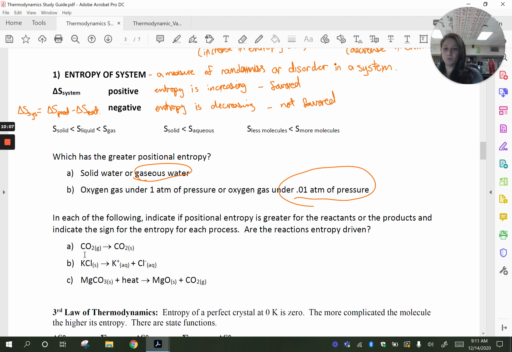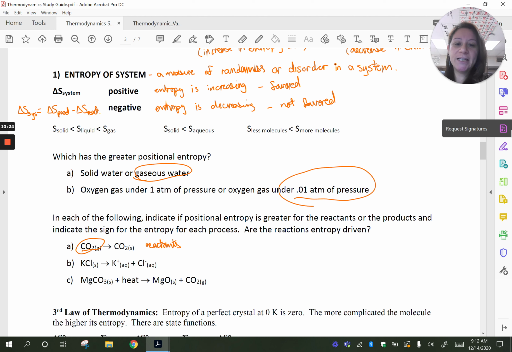So let's start with the first one here. We have CO2 gas going to CO2 solid. So we have a deposition process here. You're going from gas to solid. So first of all, which one has more entropy? The reactants or the products? And so gases have more entropy, right? So to answer the first question, it would be reactants.